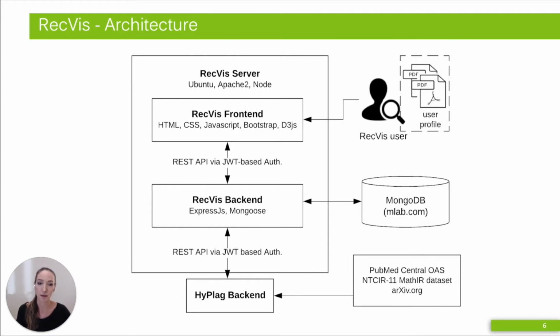So the backend of HiPlug, of course, HiPlug was developed by our group as well, and the backend uses the PubMed open access subset with around 180,000 biomedical articles, and also just over 100,000 arXiv publications from the dataset of the NTCIR-11 math information retrieval task. And we use these datasets because biomedical publications and math-heavy disciplines, of course, contain more specific features that RecVis is designed to support. So figures, charts, diagrams, citations, and the mathematical formulas.